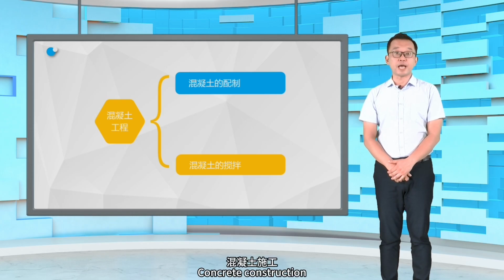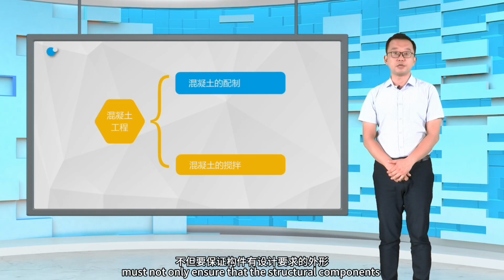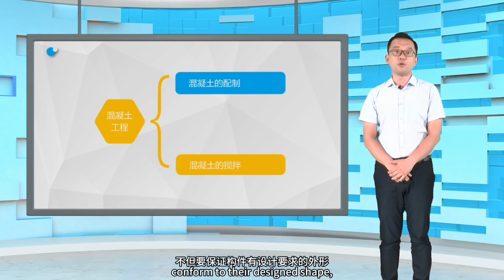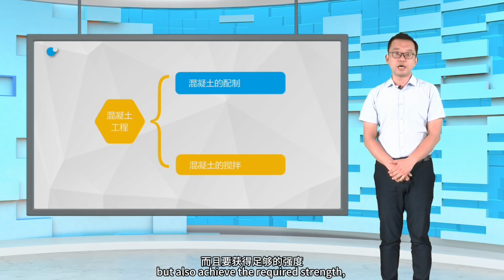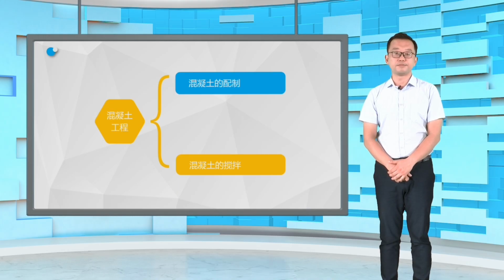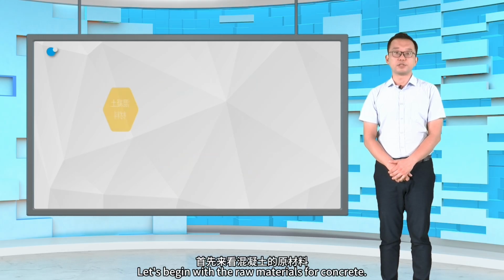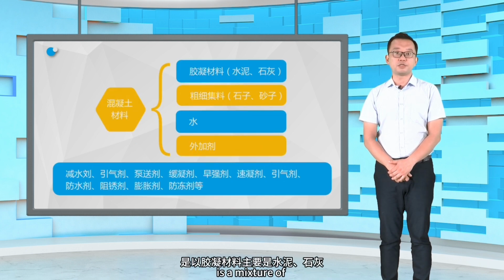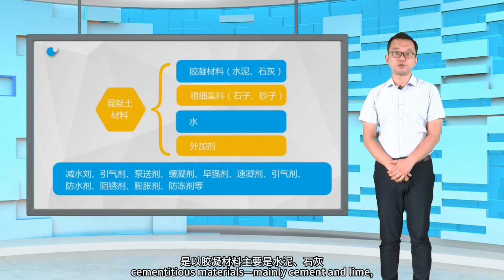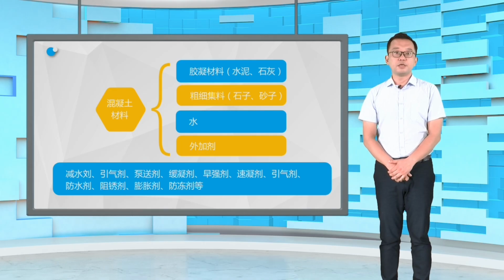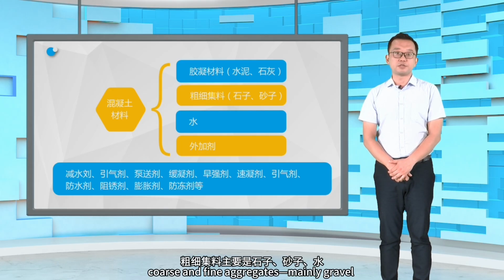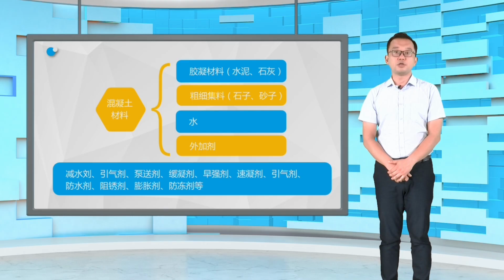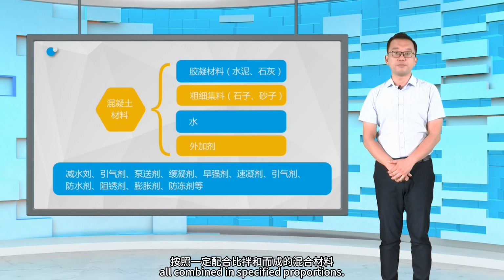Concrete construction must not only ensure that the structural components conform to their design shape, but also achieve the required strength, compaction, and integrity. Let's begin with the raw materials for concrete. Concrete used in construction is a mixture of cementitious materials, mainly cement and lime, coarse and fine aggregates, mainly gravel and sand, and water, all combined in specified proportions.